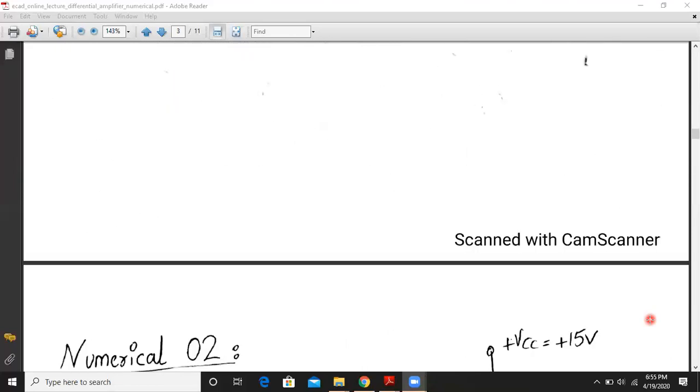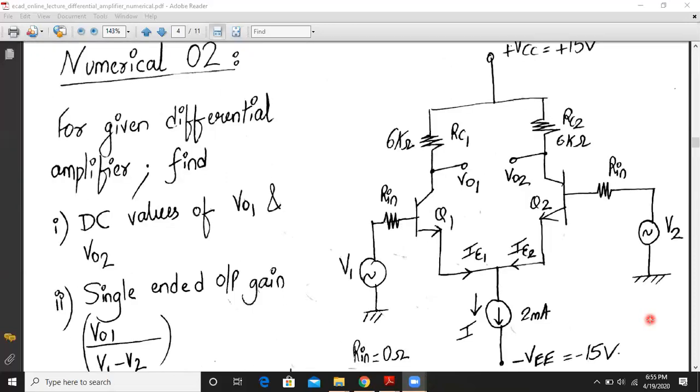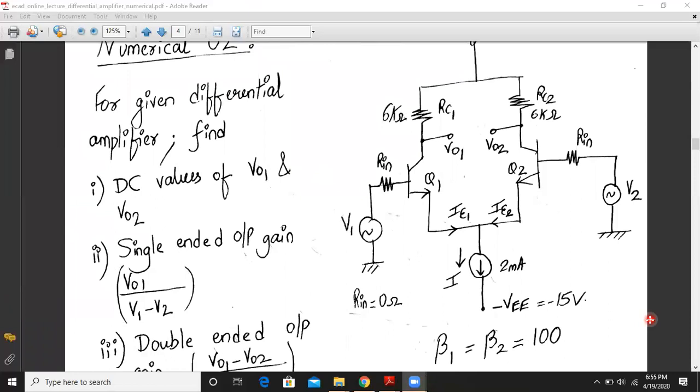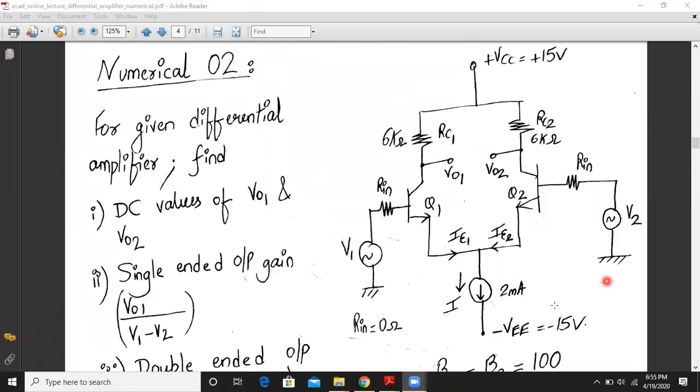Let us see what the next numerical holds for us. Okay, so this is our numerical number 2. This is a BJT differential amplifier given to us with RC1, RC2 resistors. Rn is given as 0 ohms, having two inputs. Both the outputs are shown over here, VO1, VO2, and in place of Re, we have a current source of 2 milliamperes. So that's a change over here. So we will proceed through the question. VCC and minus VEE are plus or minus 15 volts.